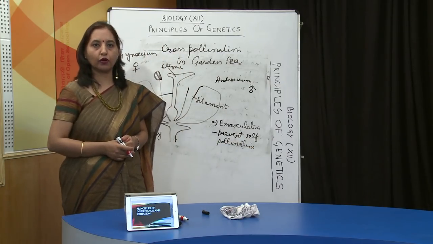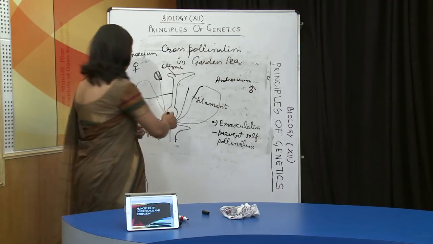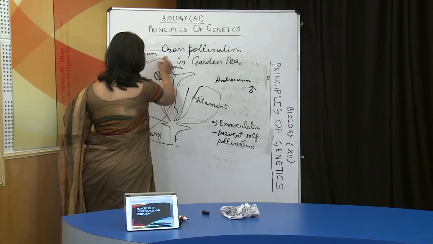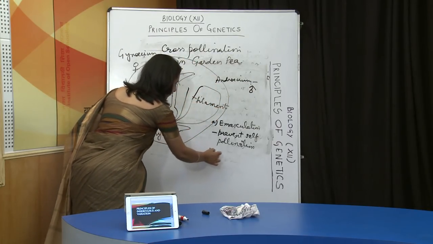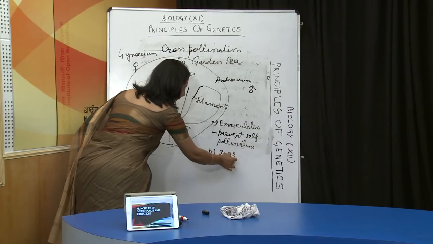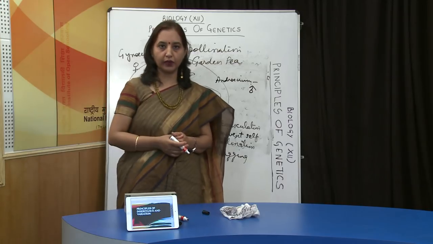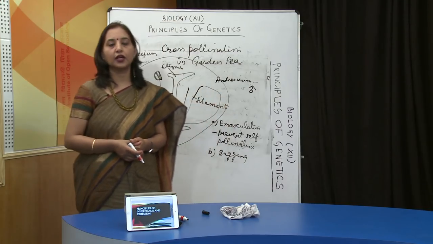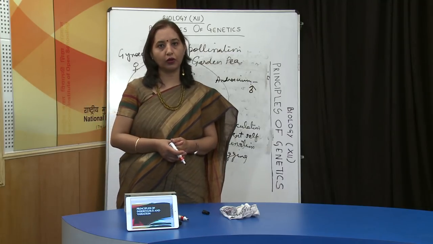The second step was covering or bagging the emasculated flower. The flower was covered with a poly bag, and this second step is called bagging. Now, what was the purpose of covering the emasculated flower? It was to prevent contamination from unwanted pollen grains.